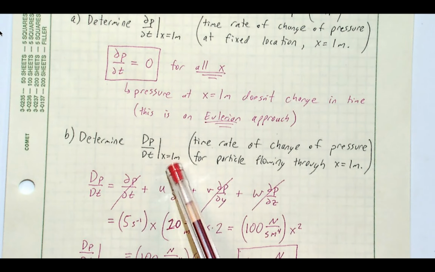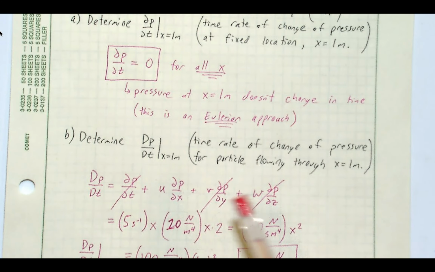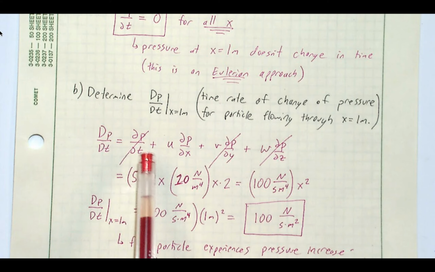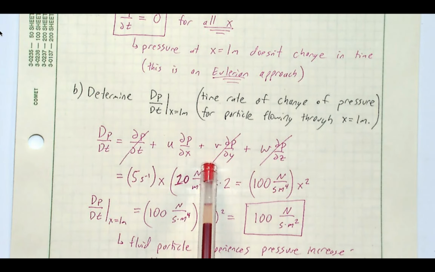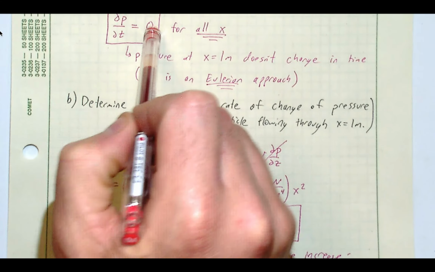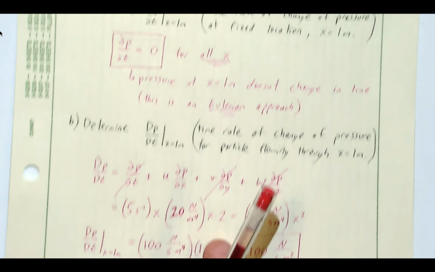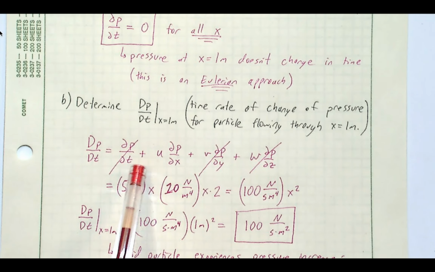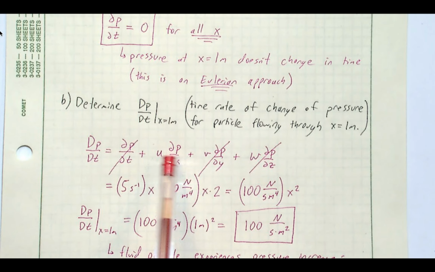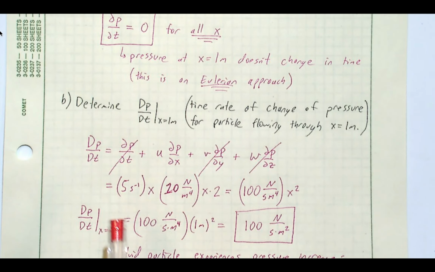What is the total rate of change if I'm a particle flowing through x equals 1 meter? So this is now the material derivative of pressure. It has a local part and a convective part. It's the time rate of change of pressure at that location in space, which we found from up here is just 0, right? And that's just because pressure doesn't change with time. But that particle will also be moving with the flow, and the pressure can then change in space as it flows, so that particle experiences a pressure change with time.